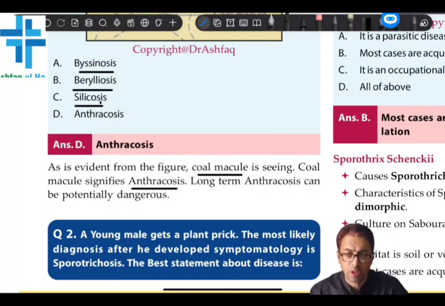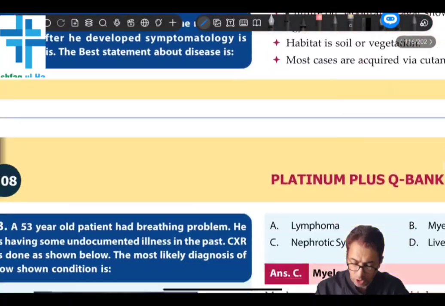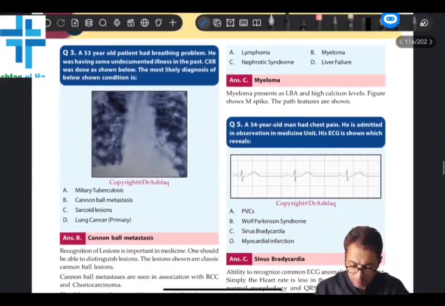So the answer over here is anthracosis, and you have to remember that anthracosis is associated with the coal macule. I will not go to the other points which favor the diagnosis of anthracosis because they are not given in the question itself. So that diagram simply points to the answer, and your answer is option D, which is anthracosis. So that's important.